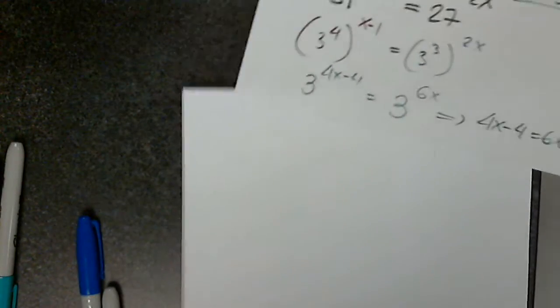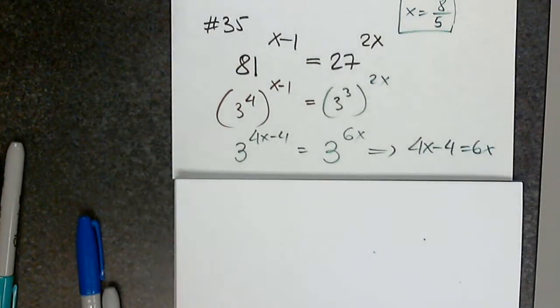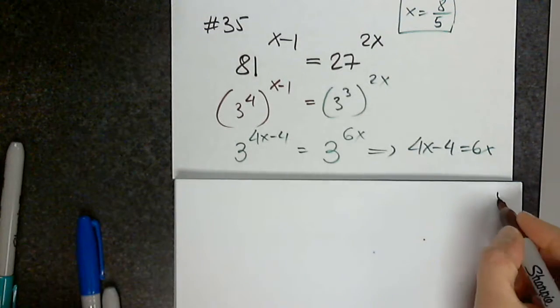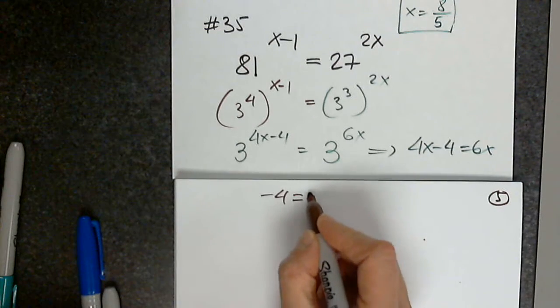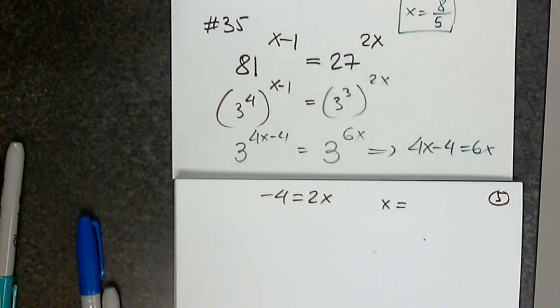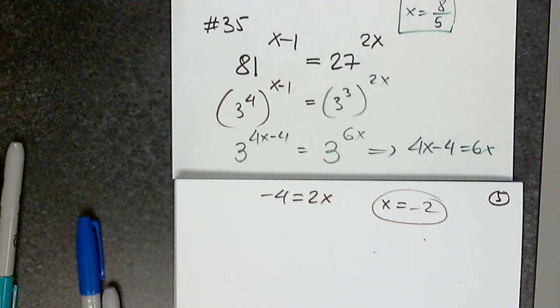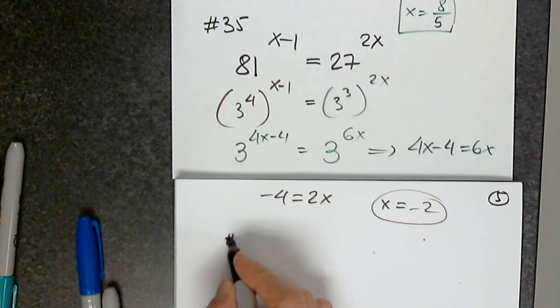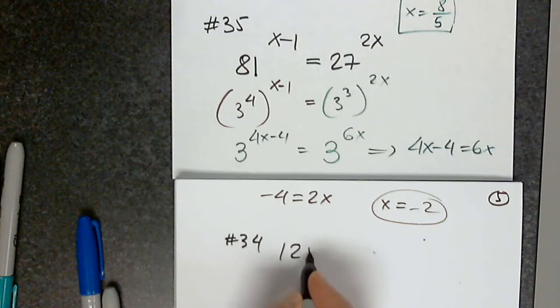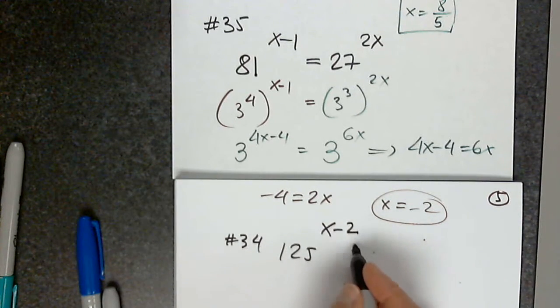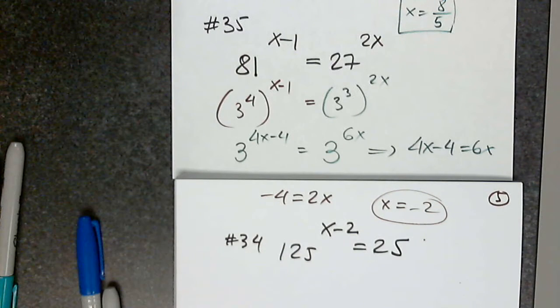Awesome. Well, this is a linear equation. I know what to do. I subtract 4x. I get negative 4 equals 2x. Therefore, x equals, that's it. Okay, let's work on one more and move on. We'll come back when we continue with the review. So let's say 34. 125 raised to x minus 2 equals 25.